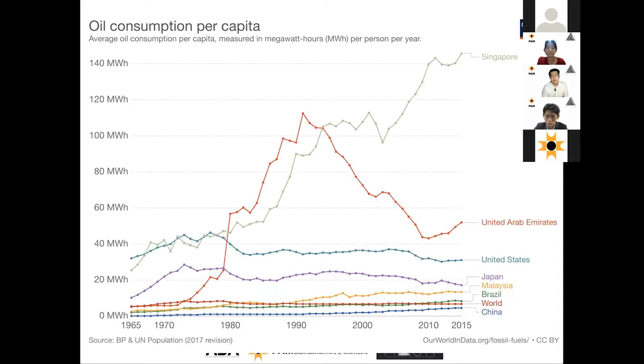If we put it in the perspective of energy consumption per capita, we can see that one of the top is Singapore, followed by the United Arab Emirates, then the United States, Japan, and then Malaysia, and China is indeed the lowest. A lot of people thought, oh, Singapore is a very green city, but we have to look at a different perspective. The stereotype of Singapore is a very green city, yes, but indeed because of lifestyle, the materials used, and the infrastructures, their per capita oil consumption is way higher than most of the countries.